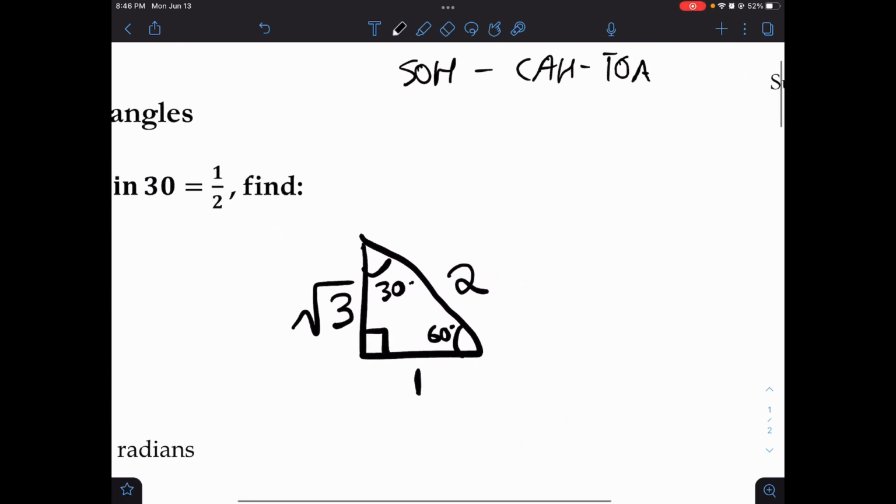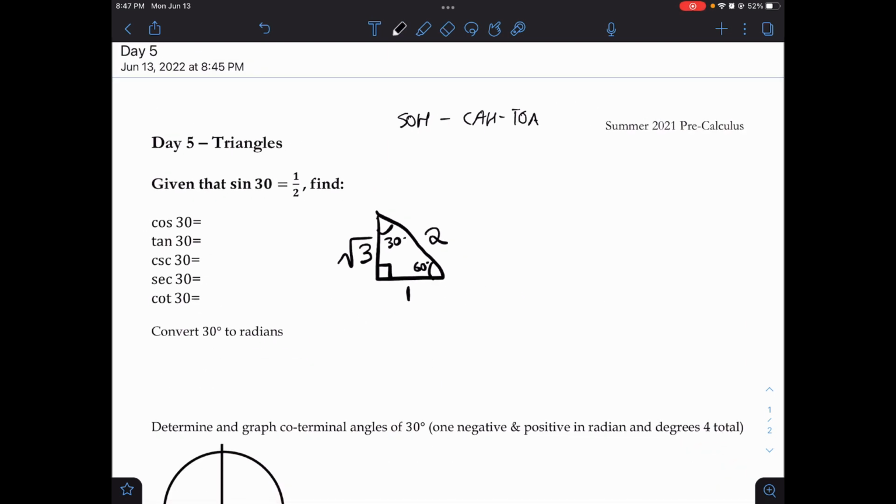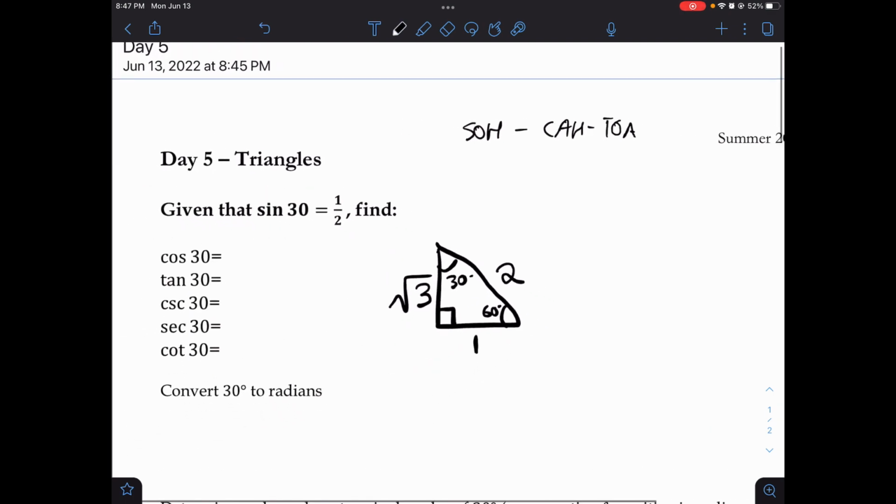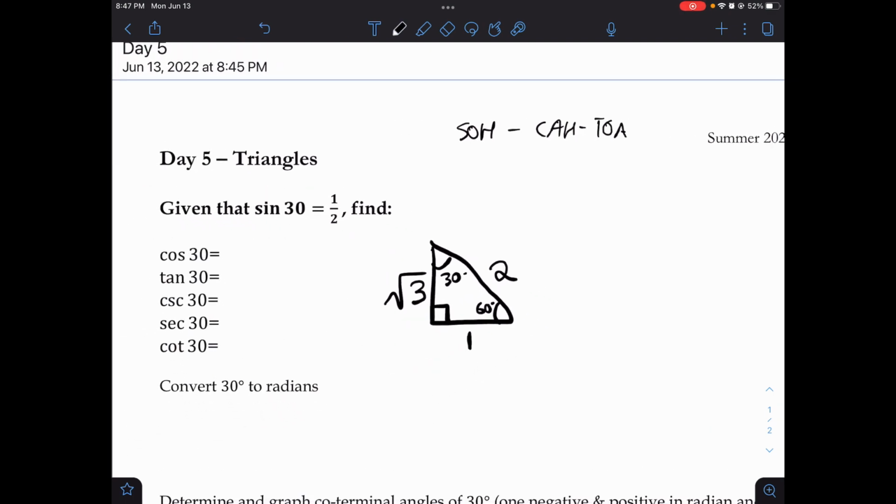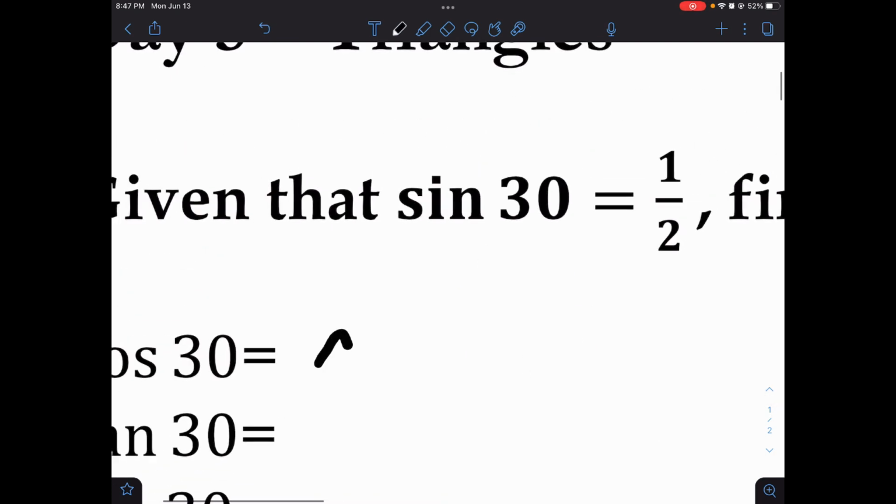we know that in our special 30, 60, 90 triangle, the side opposite to 60 is root 3, or we could use the Pythagorean theorem and it will give us the same result. Okay, so cos of 30 is adjacent over hypotenuse. So adjacent, which is this side, over hypotenuse. So root 3 over 2.